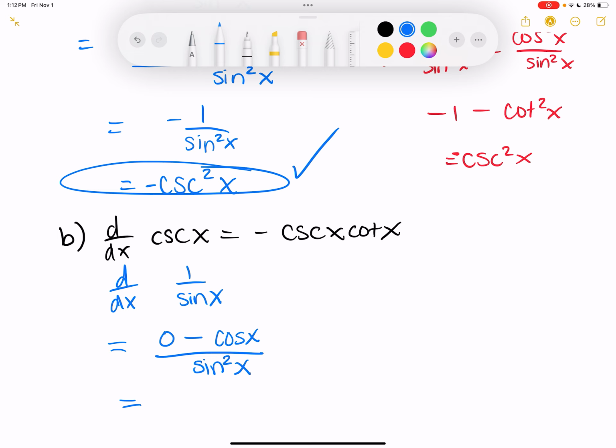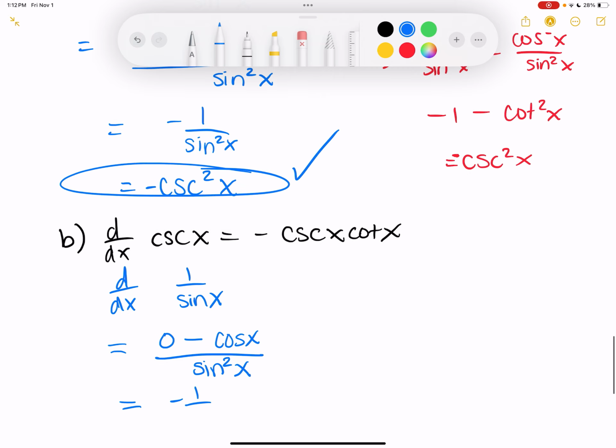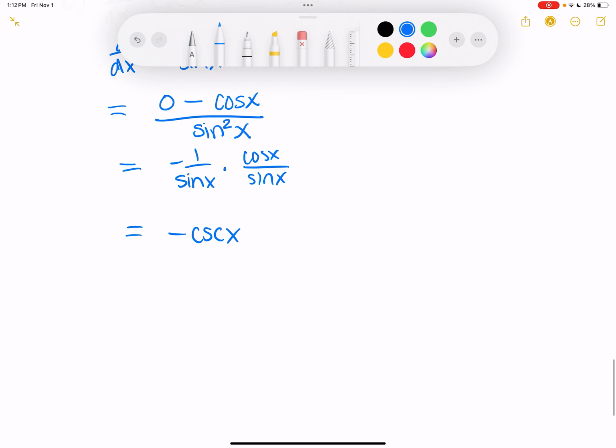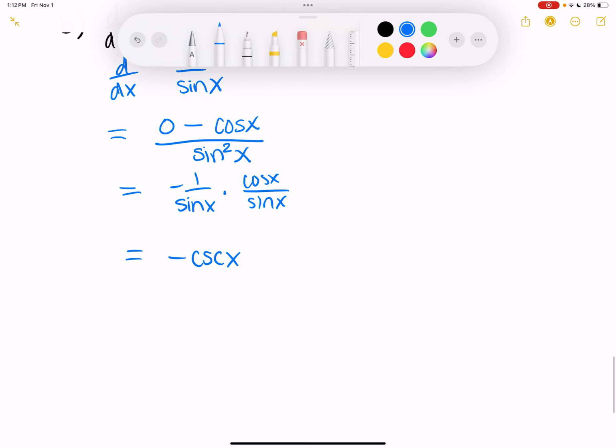All right, so this is really just negative cosine over sine squared, right? So would you agree that this is also the same as negative 1 over sine x times cosine x over sine x? Yes, I guess that's reasonable. So Virginia, what's 1 over sine of x? Cosecant of x. Yep, and it was negative, so negative cosecant of x. Cosine over sine, cotangent. Boom, proved.